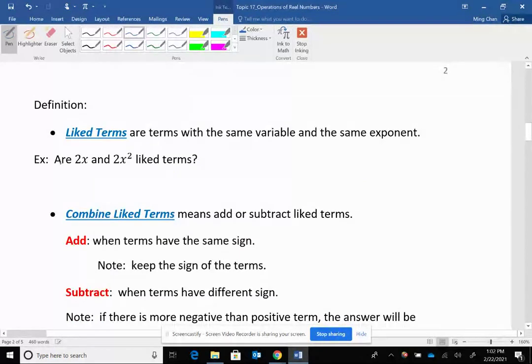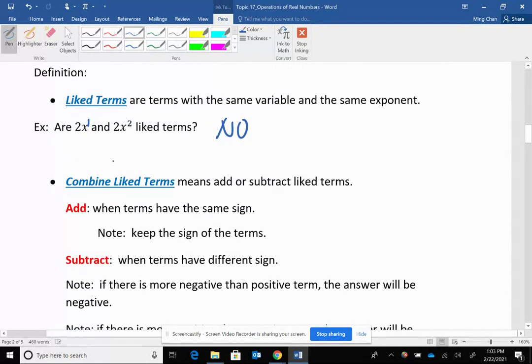Okay. So are 2x and 2x squared like terms? No, they are not. Even though both terms use the variable x, the exponents are different. On top of this x, you don't see an exponent, so that means it's a 1 there. Since the exponents are different, they are not like terms. Well, what's the big deal about like terms?